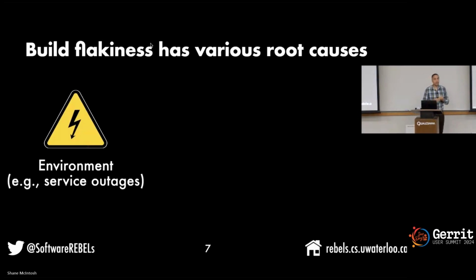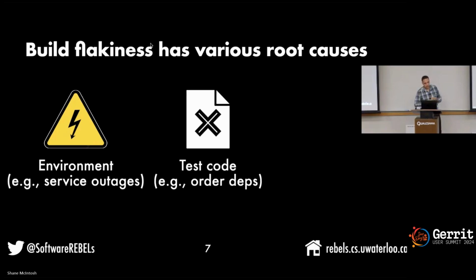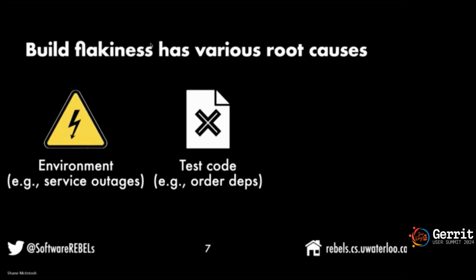Sometimes it's caused by the environment, right? So let's say that during that build, you were making some kind of network call to an external API, and that thing happened to be down, right? So these kinds of service outages can cause flakiness. It can be caused by the test code itself. So sometimes tests have dependencies between each other that aren't documented. And if you happen to run them in parallel, well, you get flaky results, right?